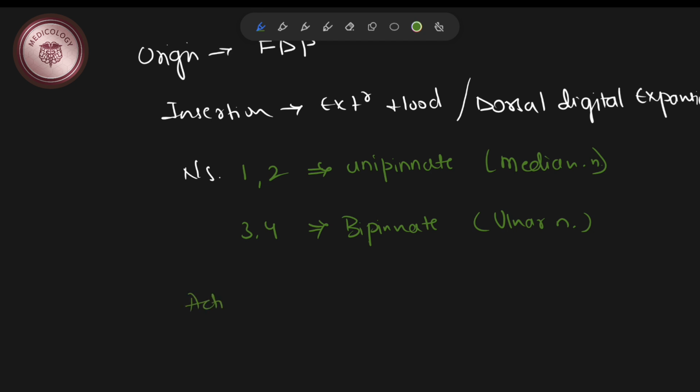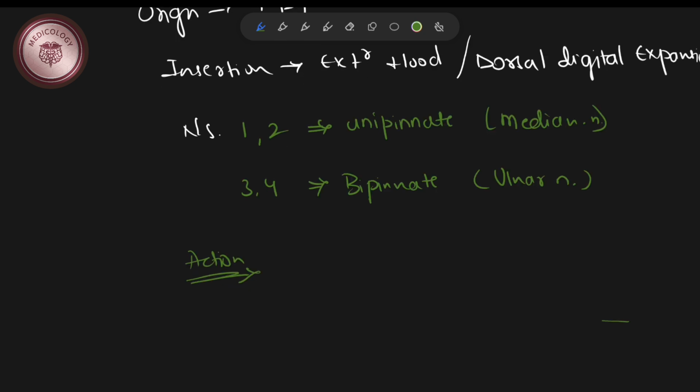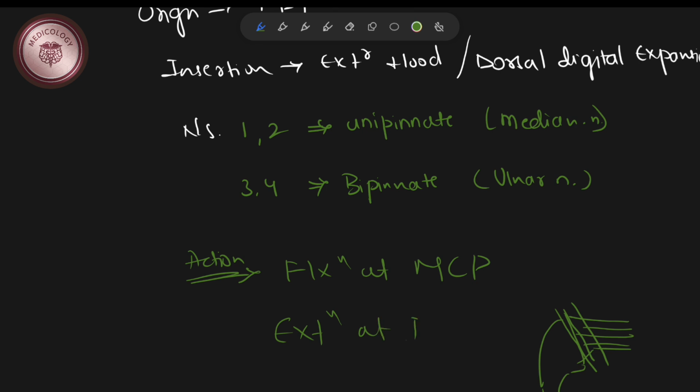What is their action? For example, this is our fingers and this is our wrist. This is the metacarpophalangeal joint. So what are they doing? They are doing flexion at the metacarpophalangeal joint, but at the same time they are doing extension at the interphalangeal joint.